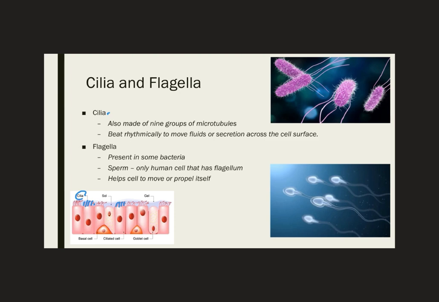Another unique feature is the flagella. Some bacteria have flagella, as we can see over here from this image. A flagellum is like a little tail that can help a cell move or propel itself. And the only human cell that has a flagellum is a sperm cell, shown in this image over here. And it looks just like a tail.